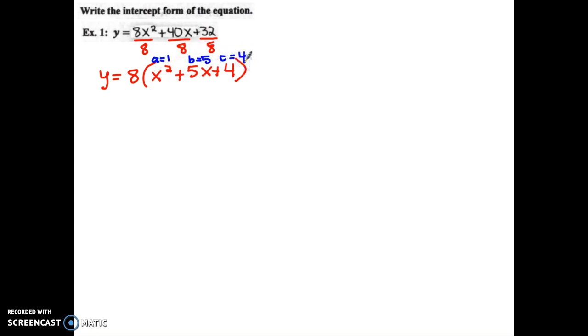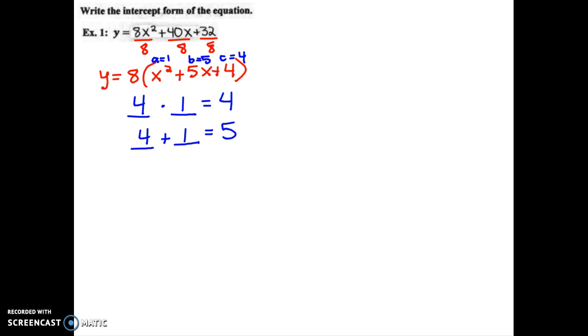Okay, so now, again, we have to decide what 2 numbers will multiply to be A times C. So A times C is 4. And the same two numbers will add to be B, which is 5. When I look at this, I automatically think 4 times 1. 4 times 1 does equal 4. 4 plus 1 does equal 5. So those are our two numbers. Now, the next step is we're going to replace the B term with those two numbers.